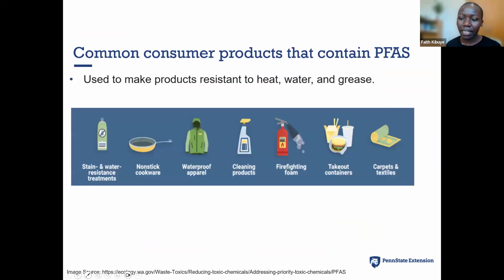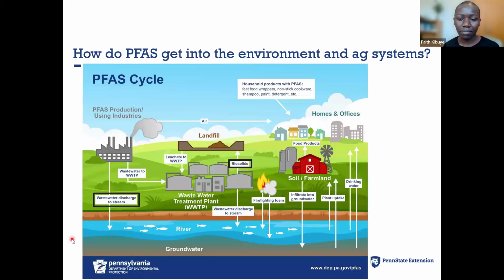And so to make it more simple, these are just some of the consumer products to make it more relatable in our day-to-day activities. So our products that are non-stick, for example, non-stick cookware, waterproof clothing or apparel, stain or water-resistant treatments that sometimes we end up needing. In order to get that property of being stain or water-resistant, they're using some type of PFAS compounds. And so because of the wide use of PFAS, they have a variety of pathways that they can get into the environment.